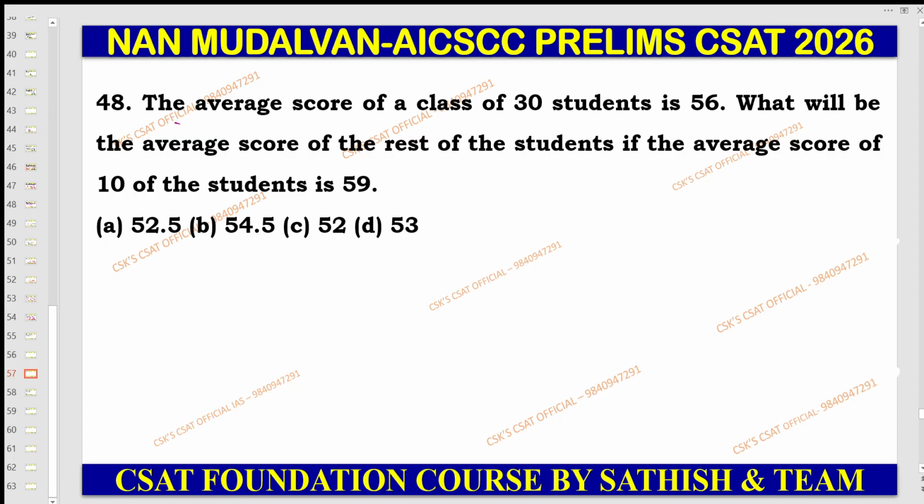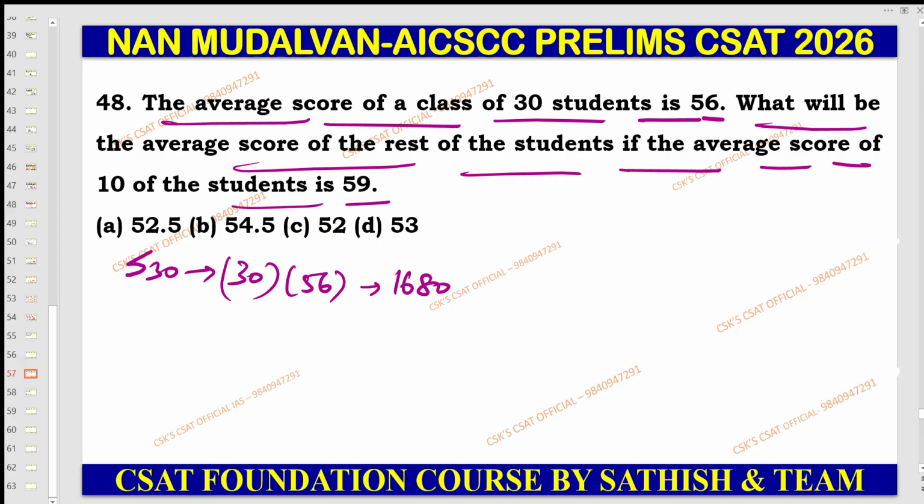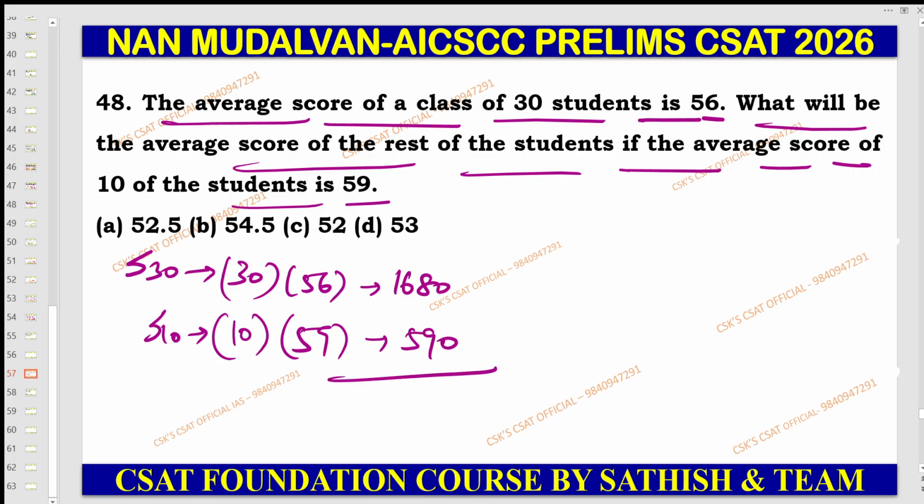Now 48 part, simple question. The average score of 30 students is 56. Then what is the sum of the 30? 30 into 56. Nothing but 1680. Next, the average score of the rest of the students. If the average score of 10 of the students is nothing but 59, so therefore 590. What is the rest of the students? Simple. Rest of the students.